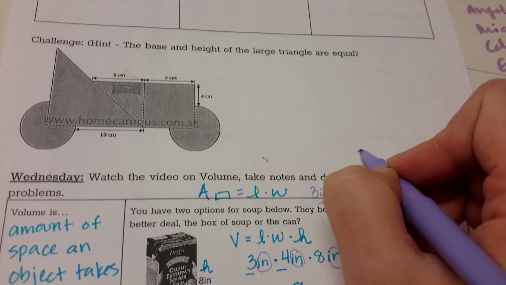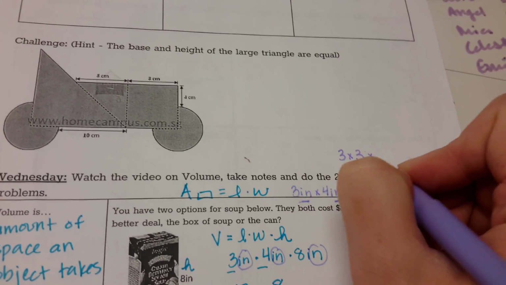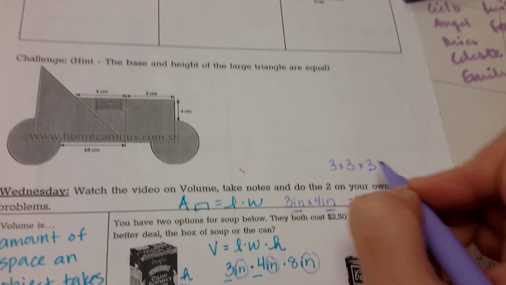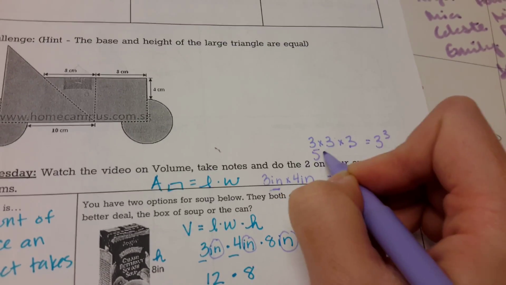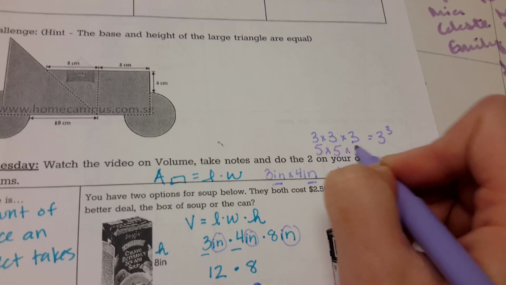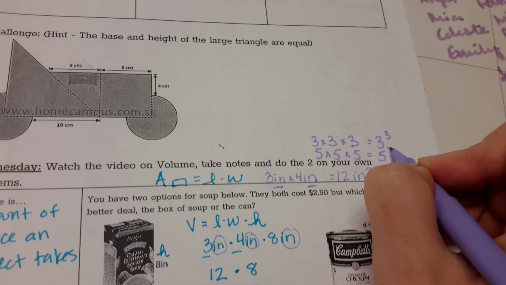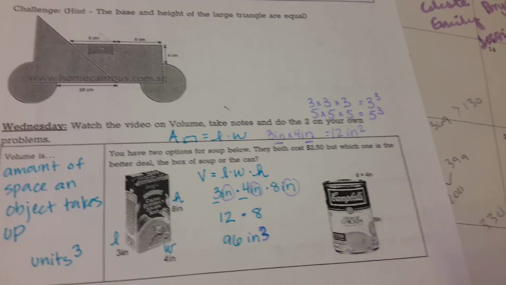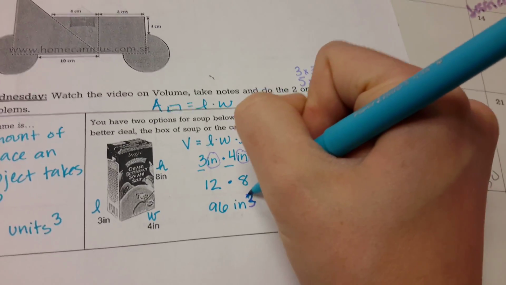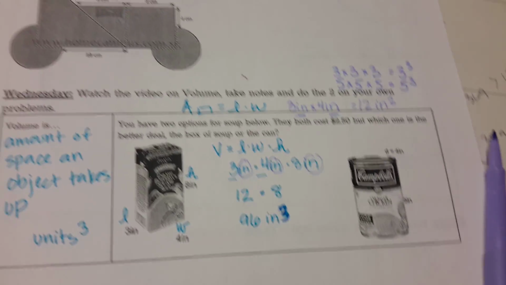And if we think about 3 times 3 times 3, 3 times 3 times 3 can be written as 3 cubed. 5 times 5 times 5 can be written as 5 cubed. So inches times inches times inches, inches cubed. I don't like that I messed that up. Let's make sure that it's clear. That is inches cubed.